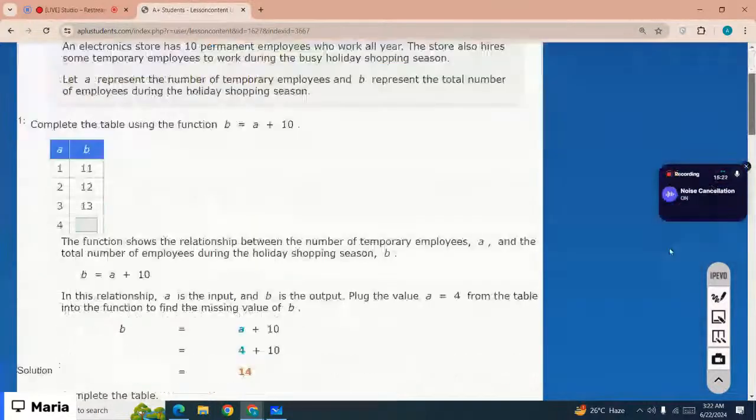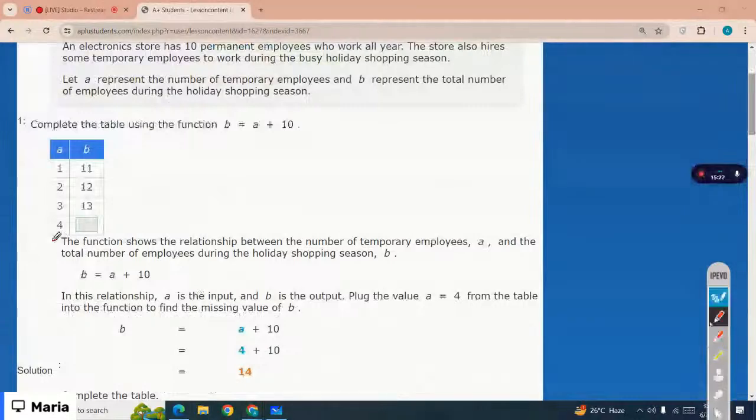So you are given the equation you have to use to complete the table. One value is missing: when A equals 4, you need to calculate the value of B. You are given the equation B equals A plus 10. So simply replace the A by the value. You need to find the value of B for A equals 4. So substitute A equals 4 in the equation. So then 10 plus 4 equals 14. That means when A equals 4, B equals 14.